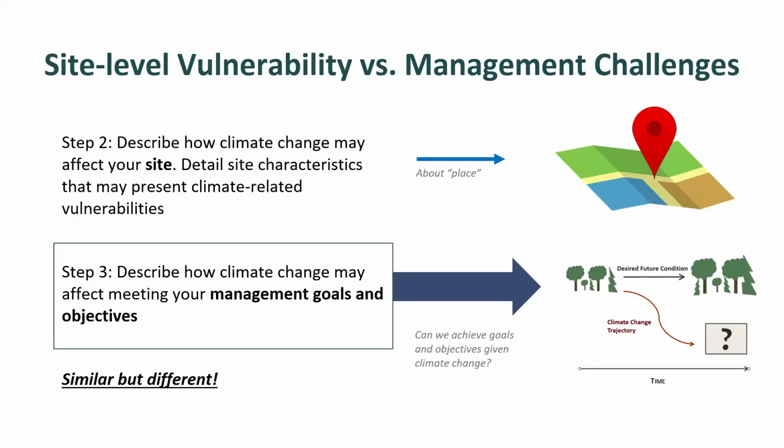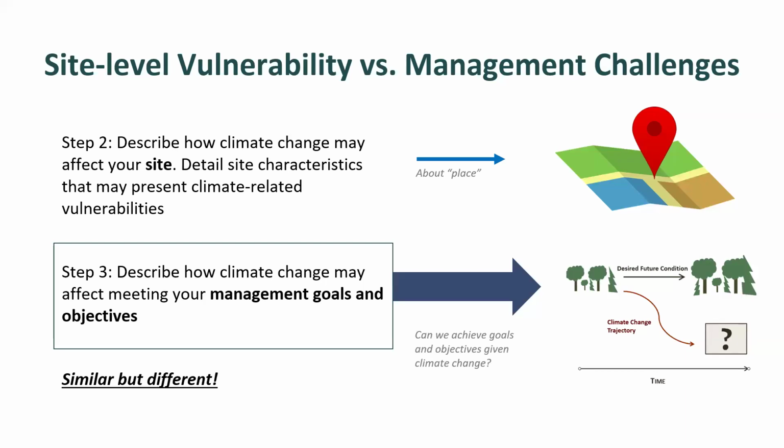For some folks, step 3 can feel very similar to step 2, but they are distinctly different. Let's take a closer look at how these steps work together. Step 2 is about how climate change affects the place where you are working. How might climate change impacts affect this area? How vulnerable is this site? Can it cope or adapt to these changes?